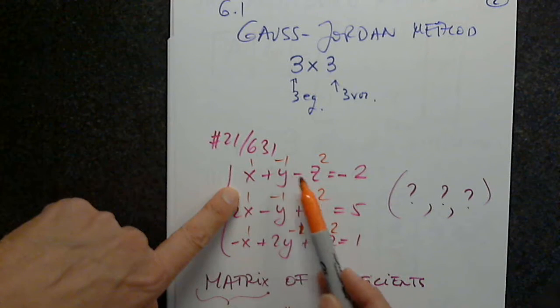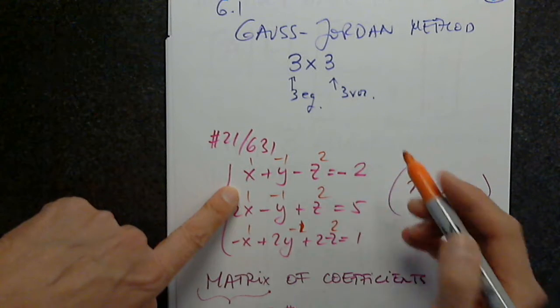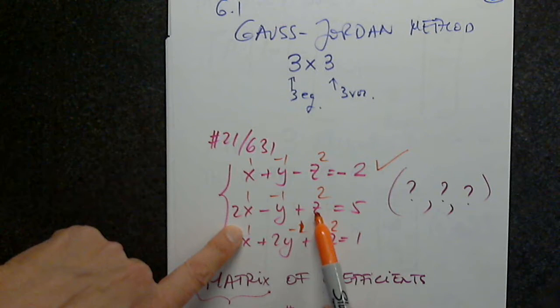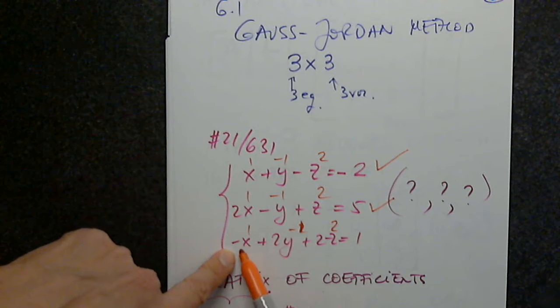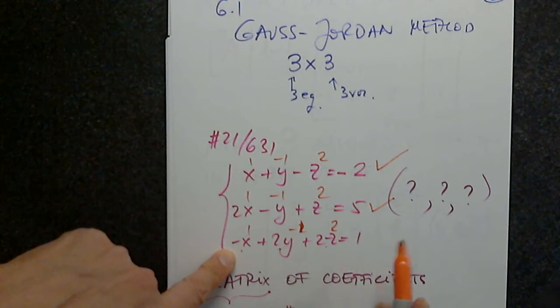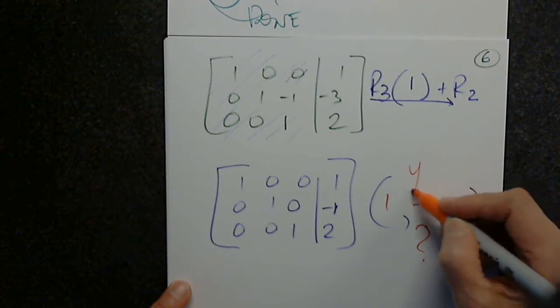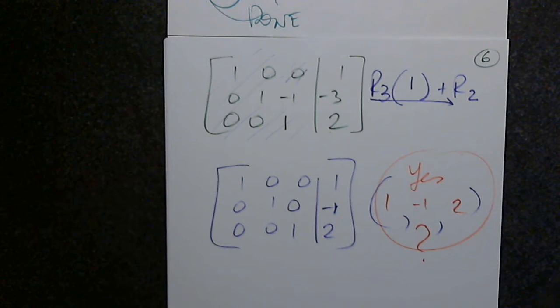1 minus 1 is 0. -2 equals -2. Yes. 2 plus 1 is 3 plus 2 is 5. Yes. -1 minus 2 is -3. -3 plus 4 is 1. Yes. Only now I can say indeed. Yes. And this is Gauss-Jordan.